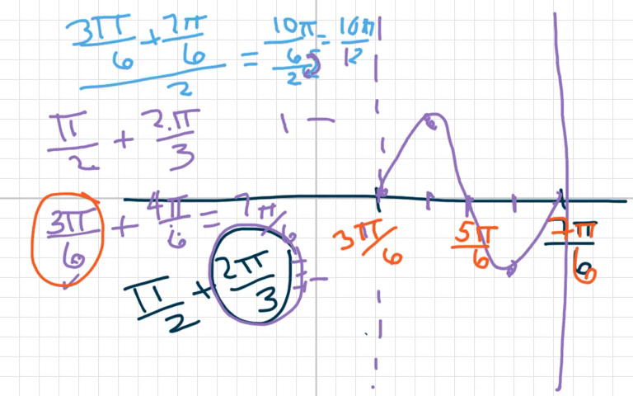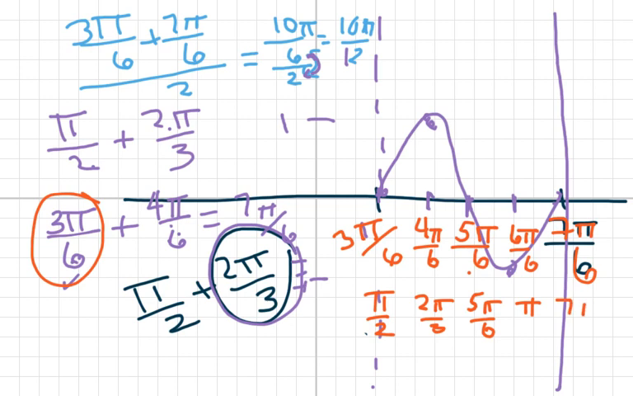Now, can you see what the midpoints are going to be between 3 pi over 6 and 5 pi over 6 without having to do all this messy work? Yeah, it'll just be 4 pi over 6. And this would be 6 pi over 6. And then if you want to reduce it, you can. This would be pi over 2. This would be 2 pi over 3. 5 pi over 6 can't reduce. This would be pi. And this would be now 7 pi over 6.